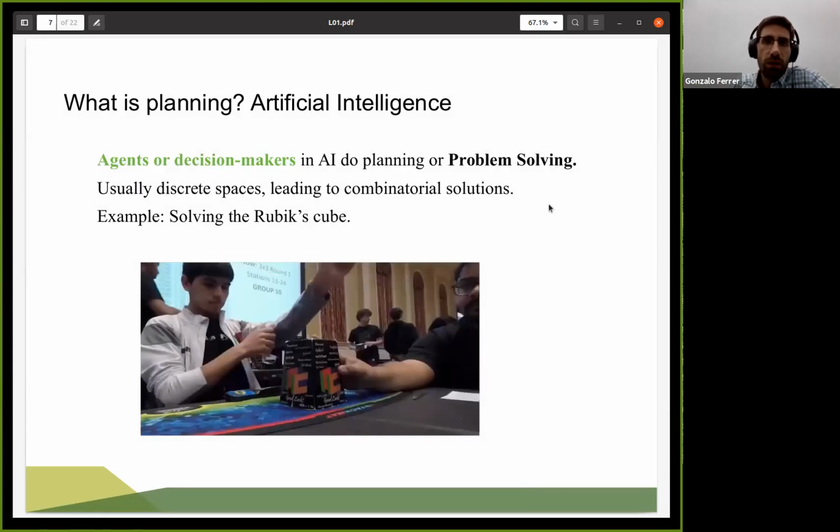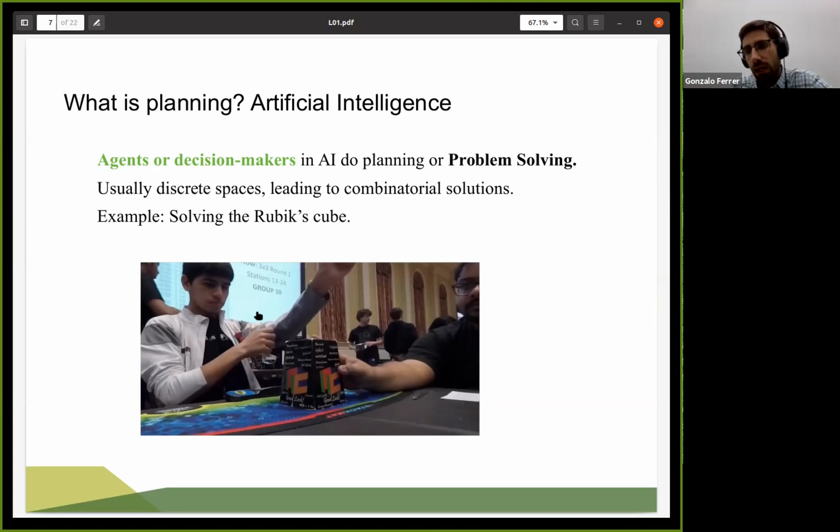Let's move on, right? So artificial intelligence. For artificial intelligence, it's again kind of the same. The problem is also interesting to be solved, but in this case, instead of a plan, what we have are agents or decision makers. And then usually they refer to it as problem solving instead of planning, right? So we have a problem and we want to solve it. Could be move the piano, could be, in this case, a very famous one, just solve this Rubik's cube.